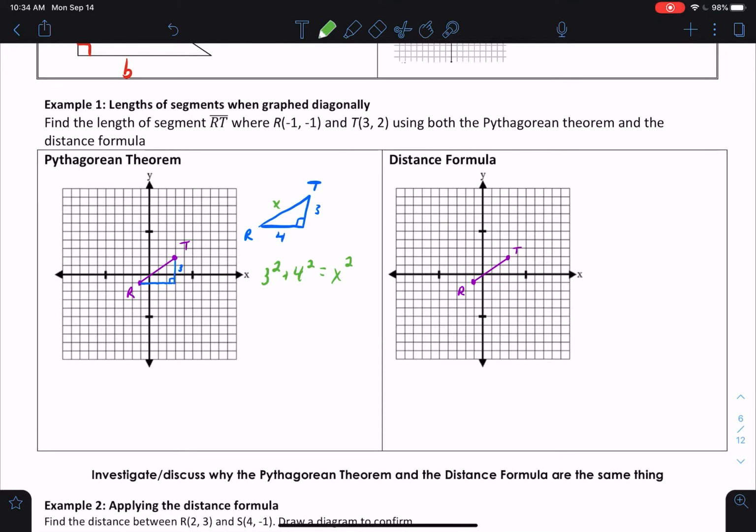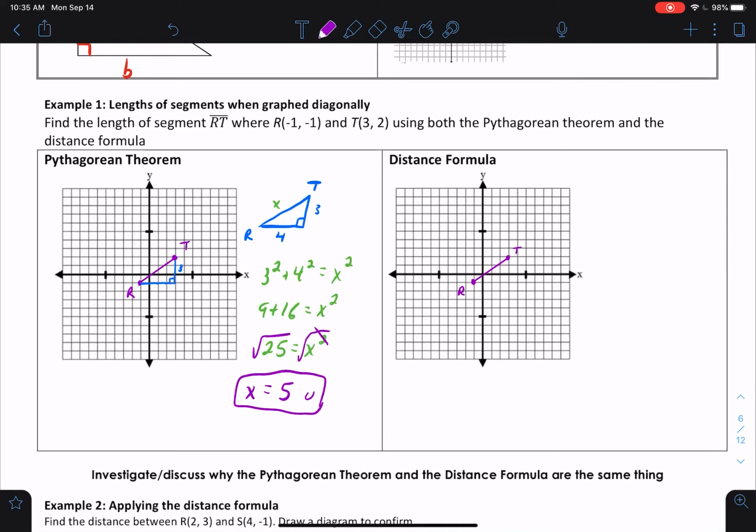From here, I just simplify. 3 squared, that's 9. 4 squared, that's 16. That's equal to x squared. 9 plus 16 is 25 equals x squared. To undo this square, I'm going to take the square root of both sides. So x is going to equal, yes, both positive and negative 5, but since I'm talking about a distance here, and distance can't be negative, all I'm going to take is the positive 5 answer. I'm putting that u at the end because that's going to stand for units. So RT is 5 units long.